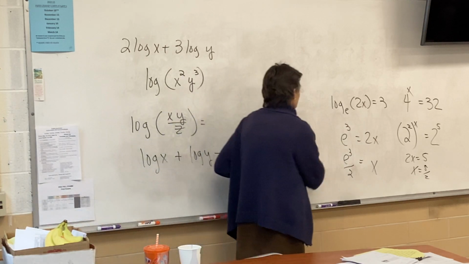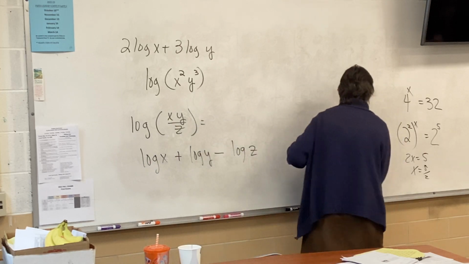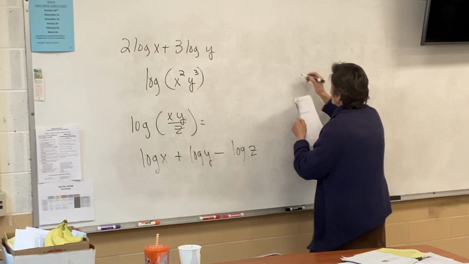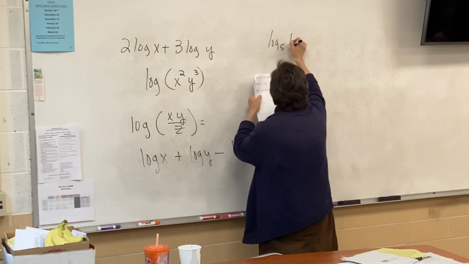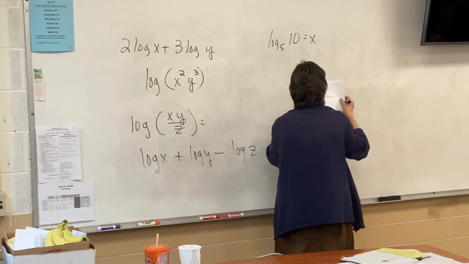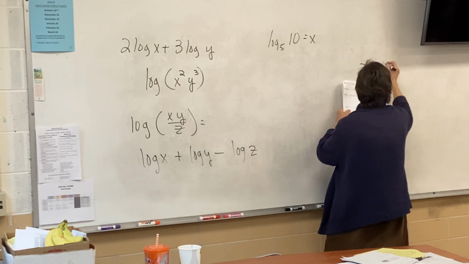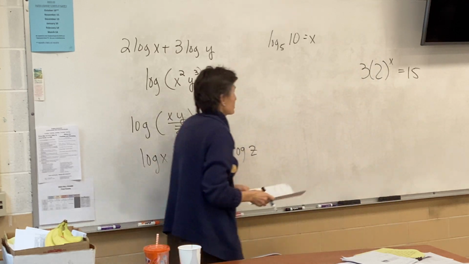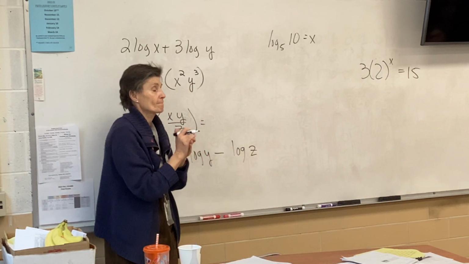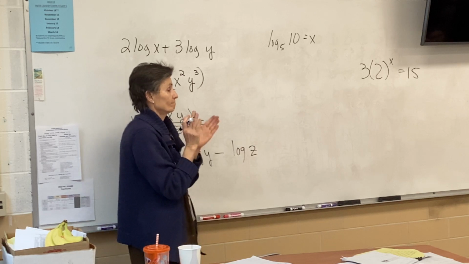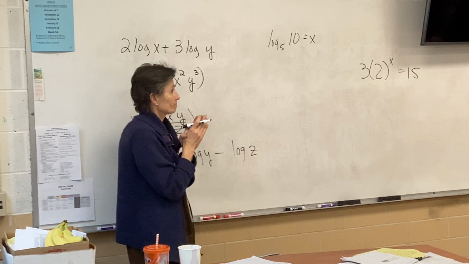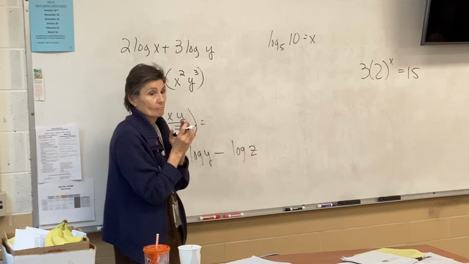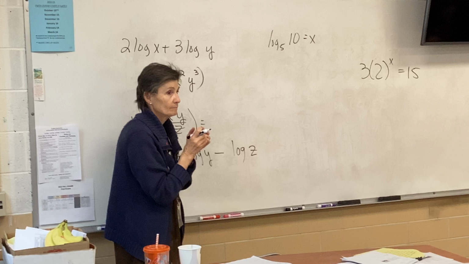Okay, now I need a calculator for all the rest of the test. So here we go. Log base 5 of 10 equals x. 3 times 2 to the x equals 15. All right, we'll start with those two. Here we go. Who's got an idea?